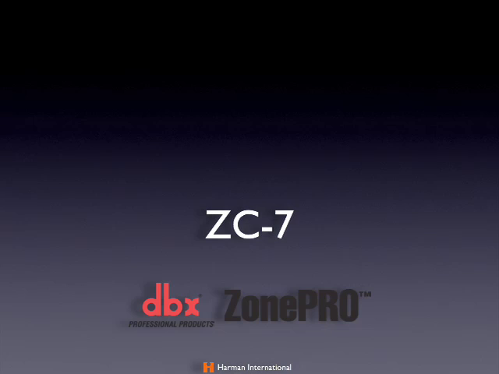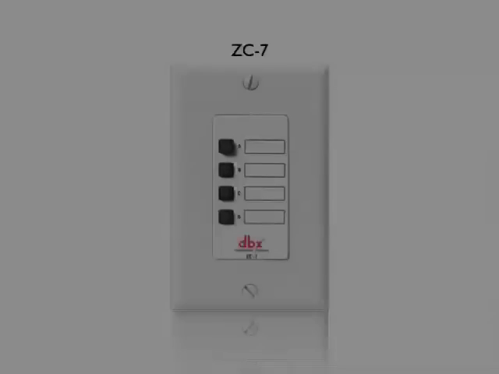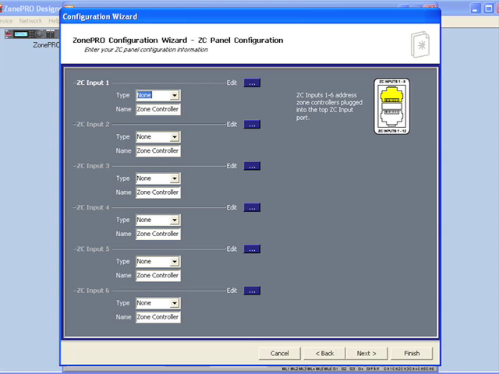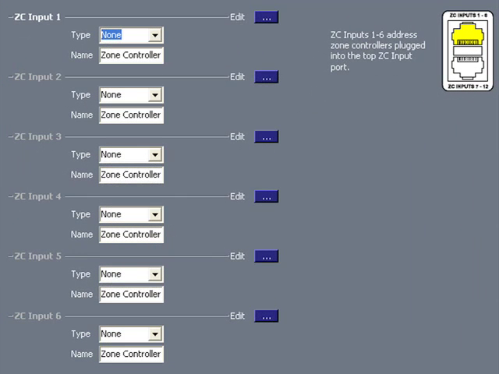ZC-7. This ZC can be programmed for page steering. In the ZC panel configuration page, select the ZC-7 from the Type drop-down list.